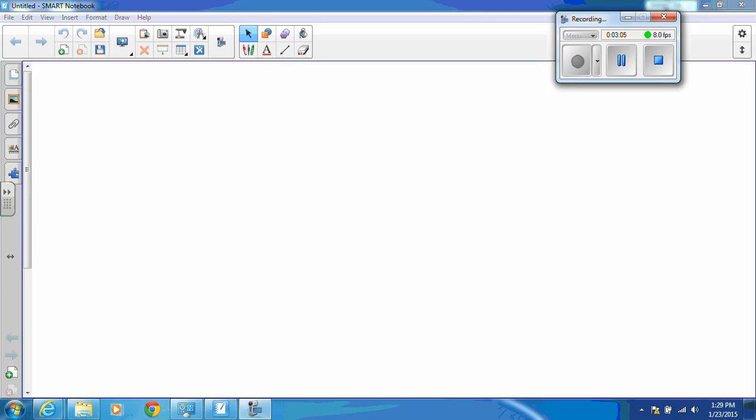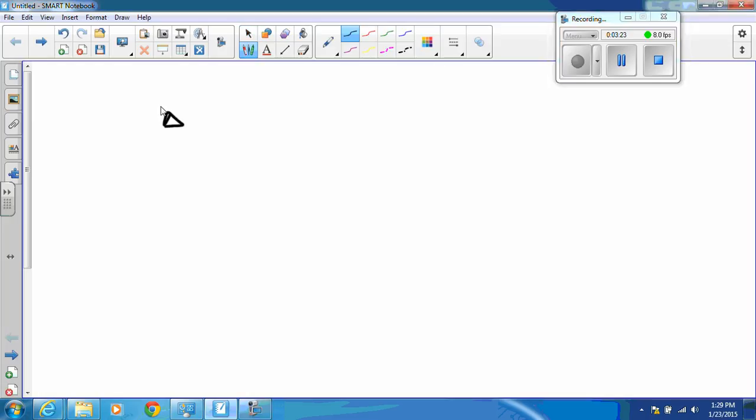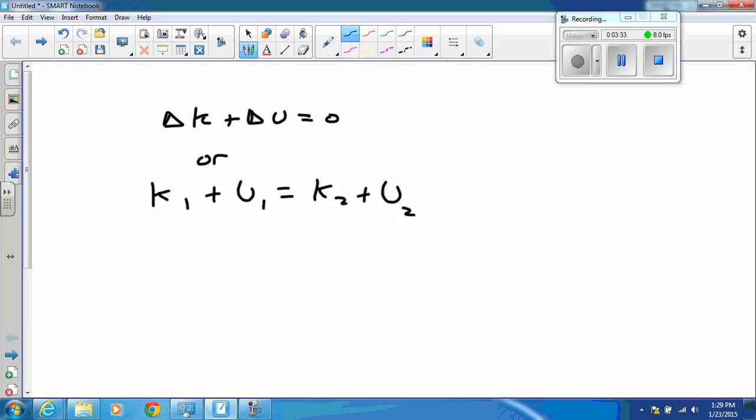Like normally I just do change in kinetic plus change in potential energy equals 0, but they do it like kinetic 1 plus potential 1 equals kinetic 2 plus potential 2. Like that. Yes. Good. And this is an example of what we were talking about yesterday, where they take the same equation and they express it in a different form.